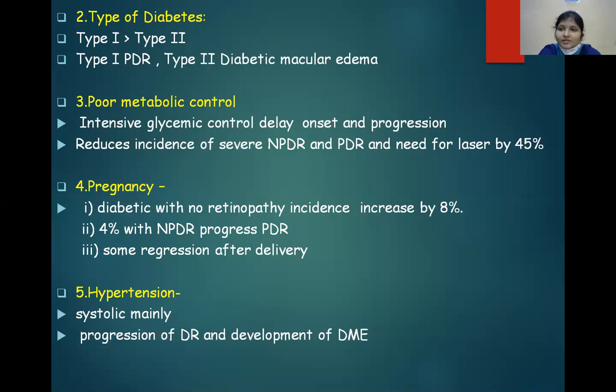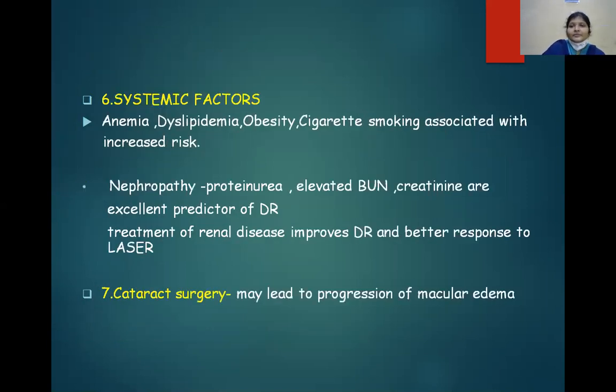The other important coexisting risk factor is hypertension. Mainly systolic hypertension is associated with increased progression of diabetic retinopathy and development of diabetic macular edema. The other systemic risk factors are anemia, hyperlipidemia, obesity, and cigarette smoking. Nephropathy, when present with elevated BUN, proteinuria, and increased creatinine, all these are excellent predictors of diabetic retinopathy.